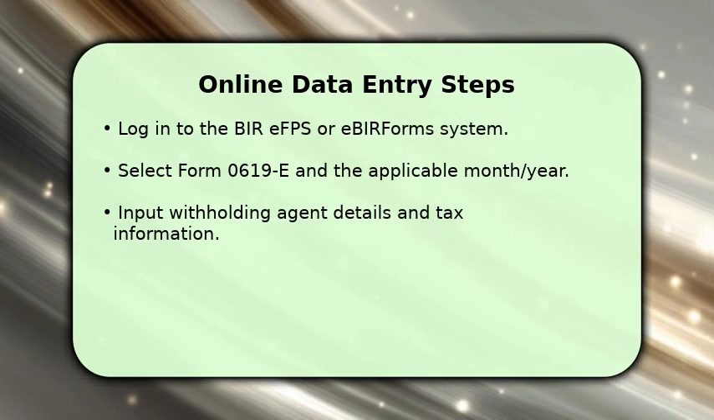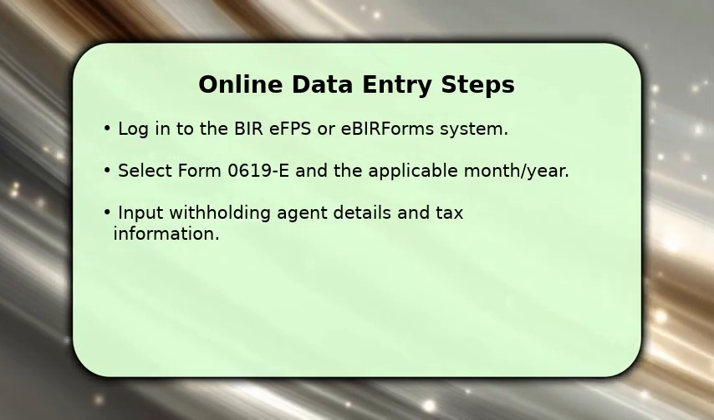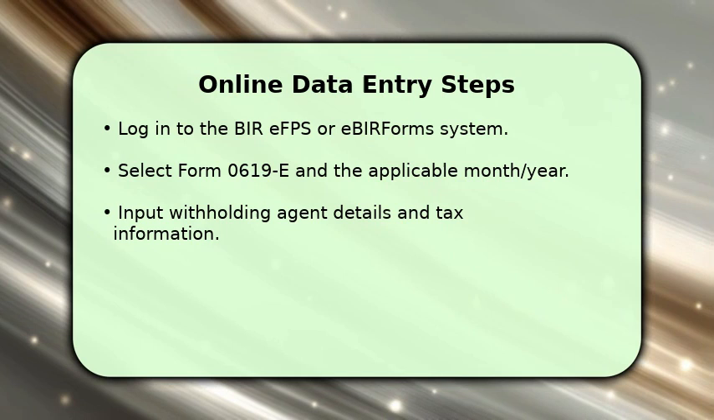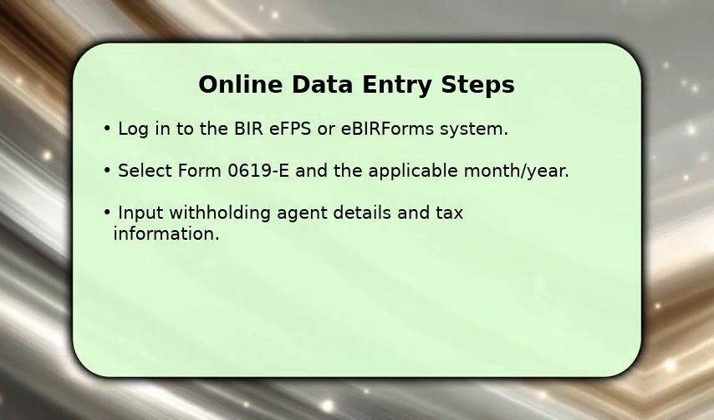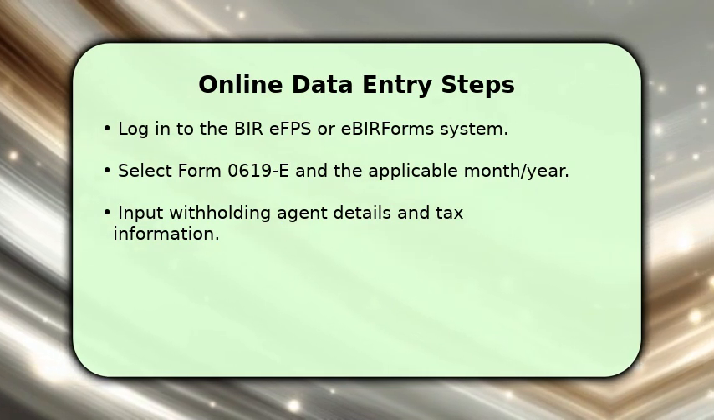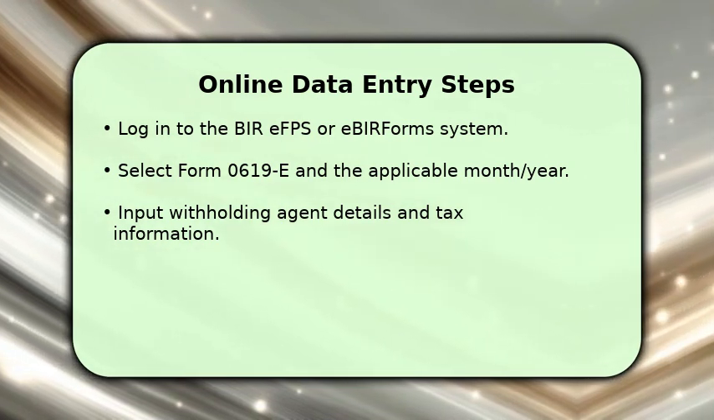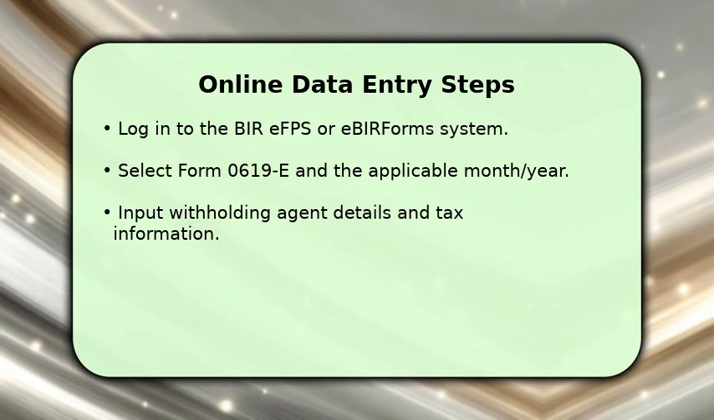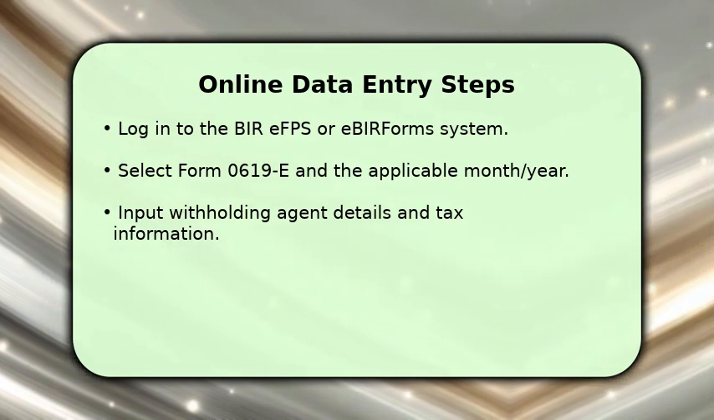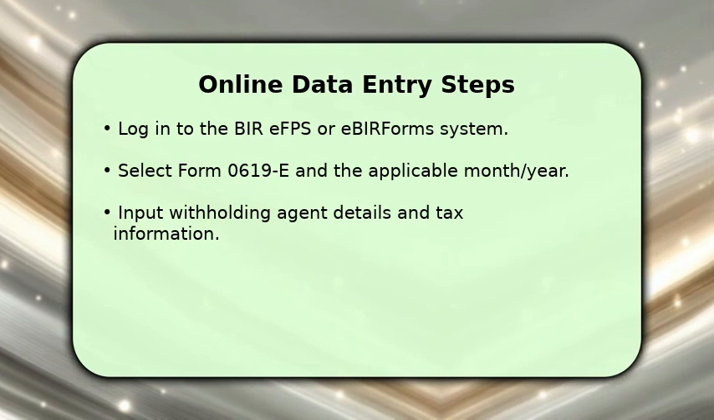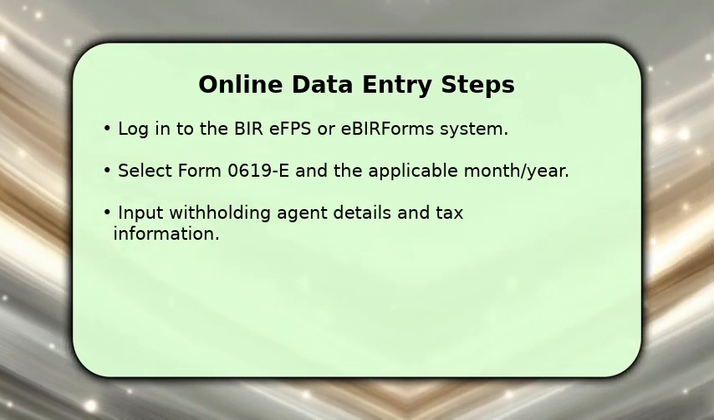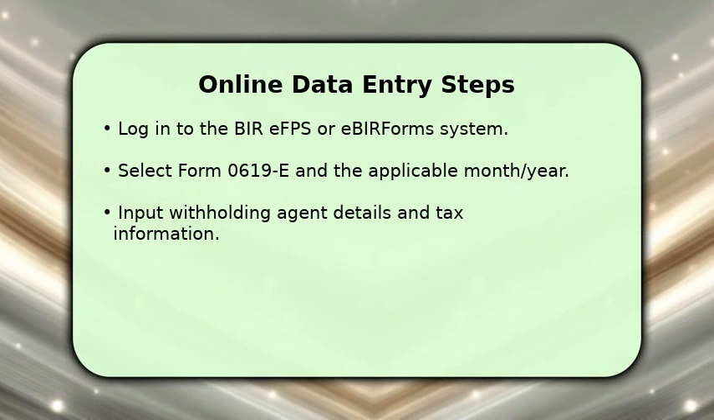Once you're logged into the BIR's electronic filing system, select Form 06190. Choose the correct month and year for which you are remitting the tax. Carefully enter your withholding agent's name, address, and other required background information. Then, input the details of the taxes withheld, ensuring each entry matches your prepared records. Remember to save your progress frequently as you navigate through the form's sections.